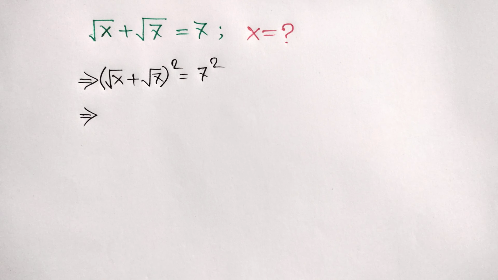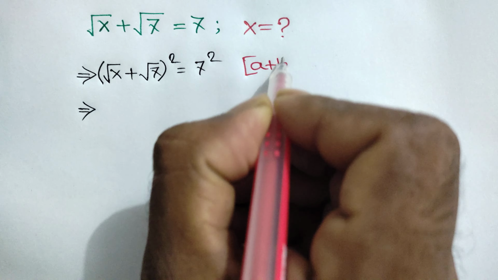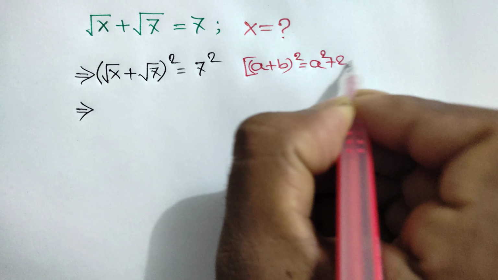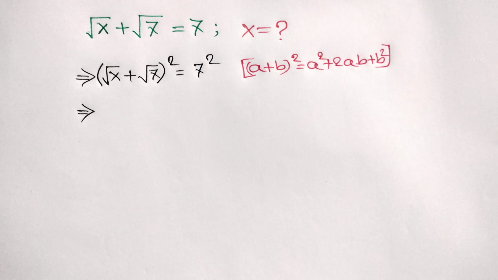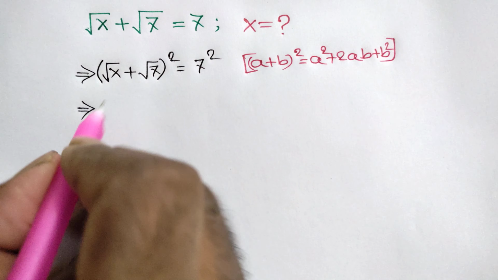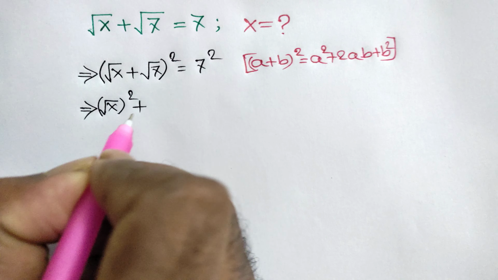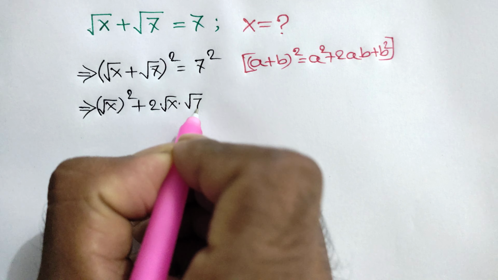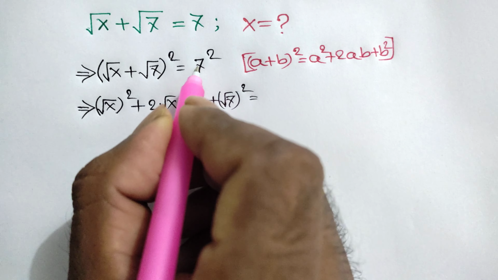Now we know an algebraic formula: a plus b whole square is equal to a square plus twice ab plus b square. Now apply this formula here. We can write square root of x square plus 2 times square root of x times square root of 7 plus square root of 7 square is equal to 7 square.